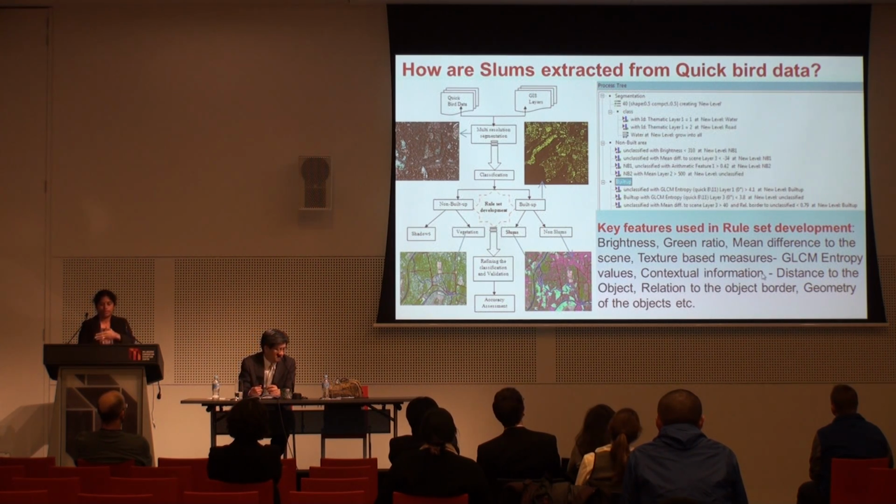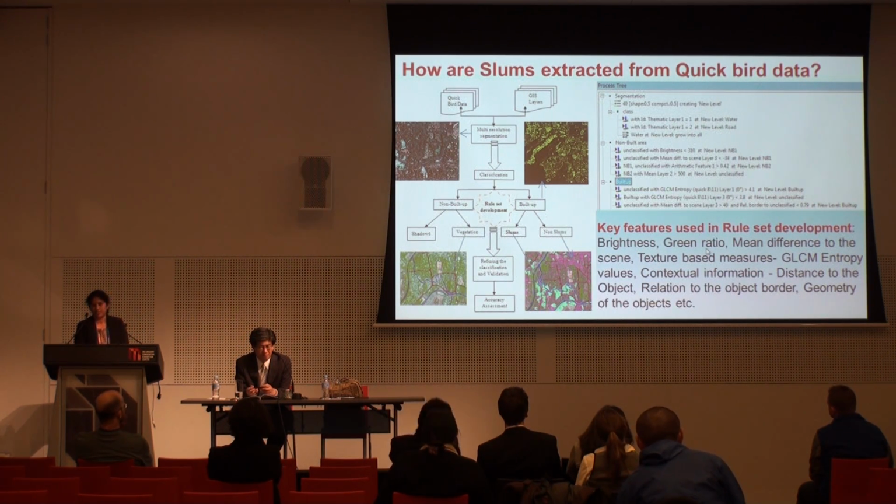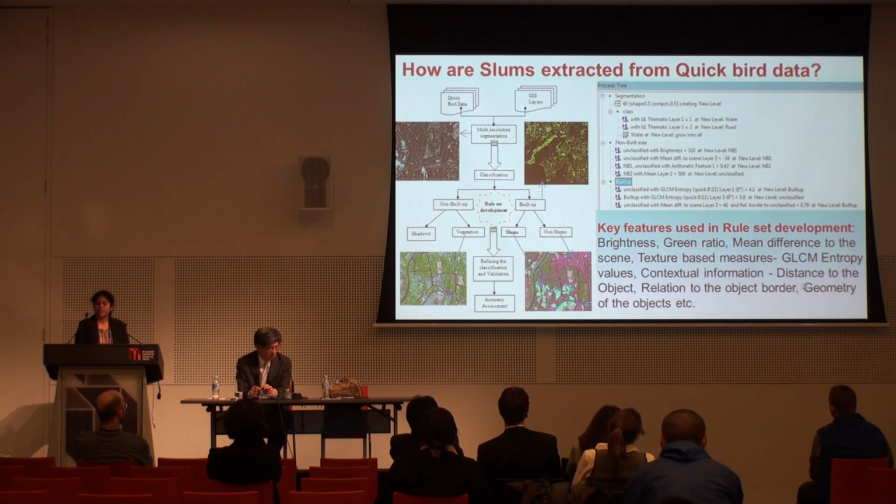So we used many features for developing the rule set, including brightness, which helped us to differentiate the shadow and non-shadows. Shadows are mostly close to the high-rise structures, that means the non-slum areas. Green ratio, the presence of vegetation, and mean difference to the scene, texture-based measures, and contextual information like distance to water body, distance to transportation lines, and relation to the object borders. All these features helped us to develop the rule set. By developing this rule set, we can classify the image into slums as well as non-slums.